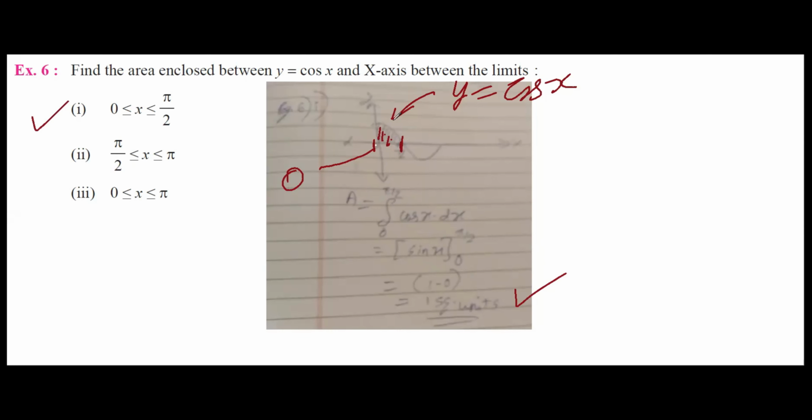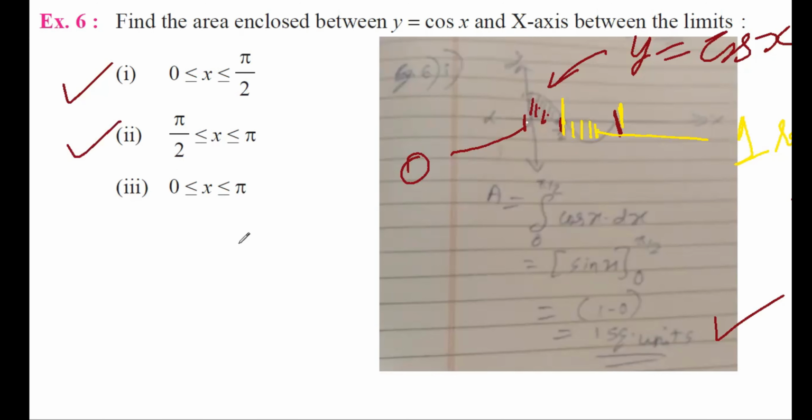Now it says from pi by 2 to pi. So if this is 1, this will also be 1. When you solve, you will get 1 square unit only. So this is also 1 square unit. Now, if this is 1 and this is also 1, the third is from 0 to pi.